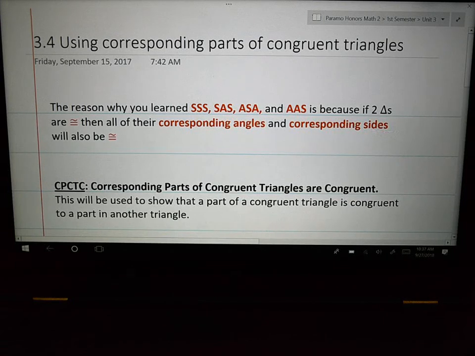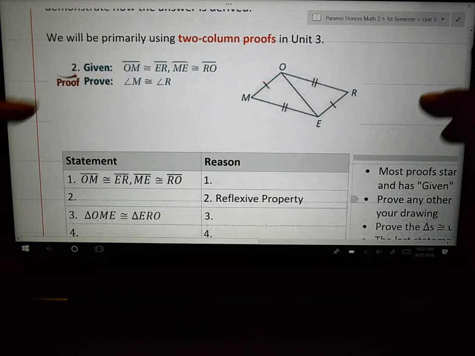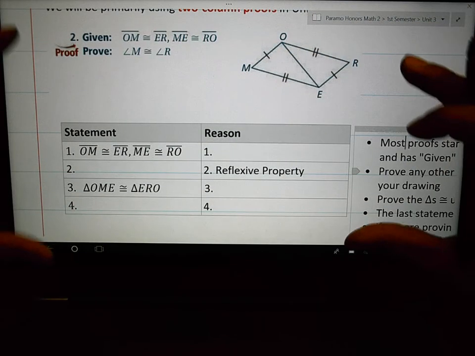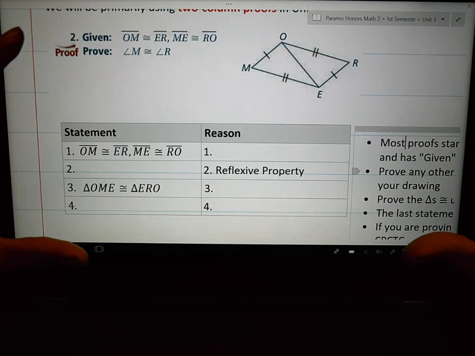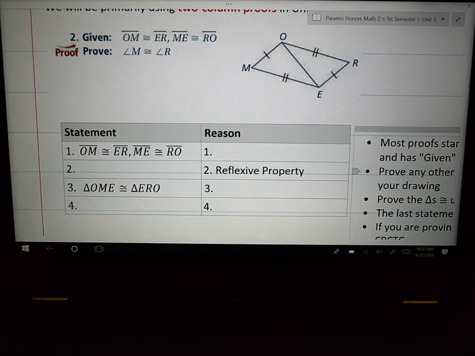In 3.4, we're going to introduce something brand new that you haven't really done before, but you've kind of done a little bit of it. It's called a proof, and we're going to do a bunch of examples for you. If you were to go home and say, yeah, in geometry we learned proofs, your parents will probably remember that the hardest part of geometry were things called proofs.